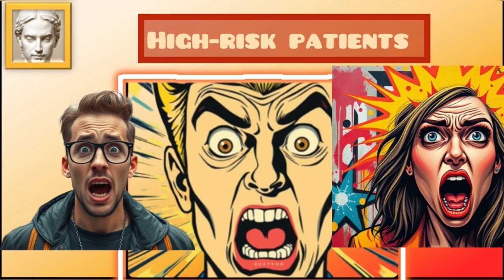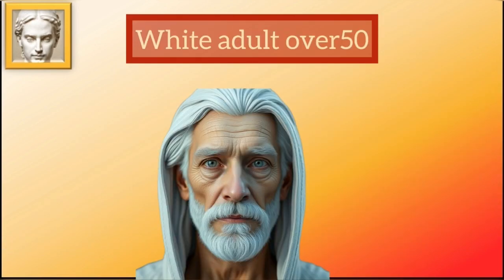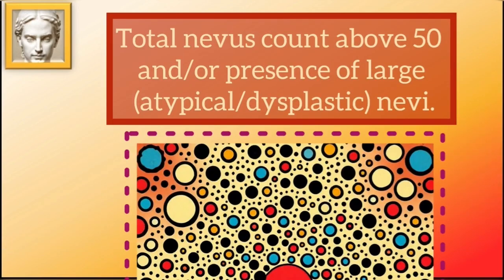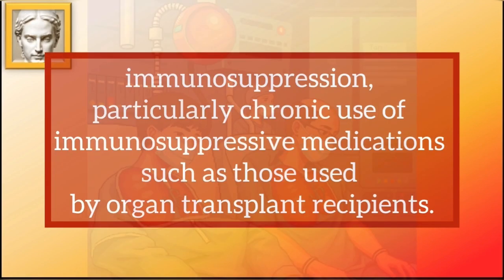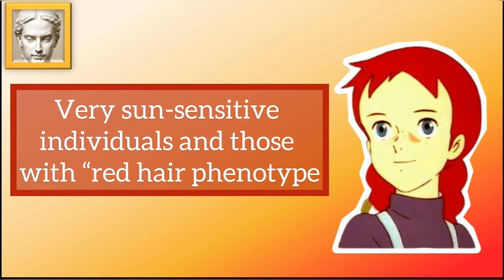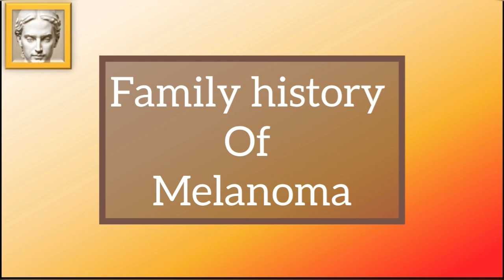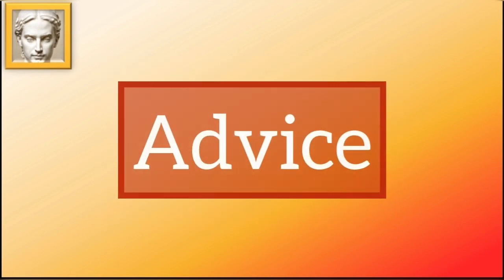Who is the high-risk patient? Are you? A white adult over 50, with a total nevus count above 50 and/or the presence of large atypical dysplastic nevi. Personal history of skin cancer. Immunosuppression, particularly chronic use of immunosuppressive medications such as those used by organ transplant recipients. Sun-sensitive individuals and those with red hair phenotype. And family history of melanoma.